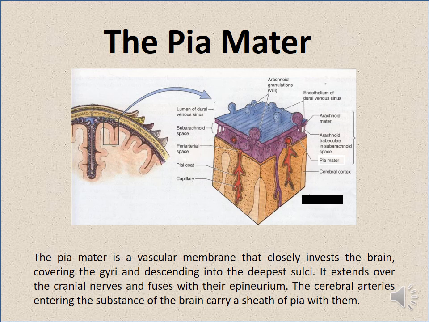The inner layer is the Pia Mater. The Pia Mater is a vascular membrane that closely invests the brain, covering the gyri and descending into the deepest sulci. It extends over the cranial nerves and fuses with their epineurium. The cerebral arteries entering the substance of the brain carry a sheath of Pia with them.